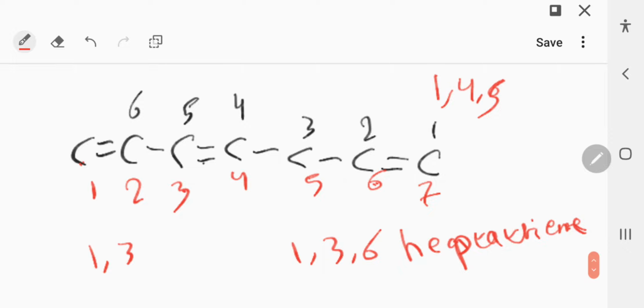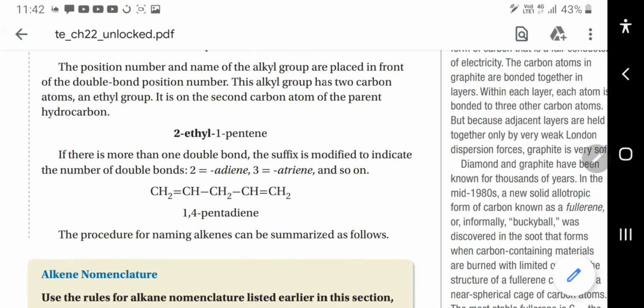Okay, what if we have CH3 here? In this case, the compound will have a 5-methyl. So we're going to add 5-methyl-1,3,6-heptatriene. This is the naming system of the alkene. It's very close to the alkane as well.